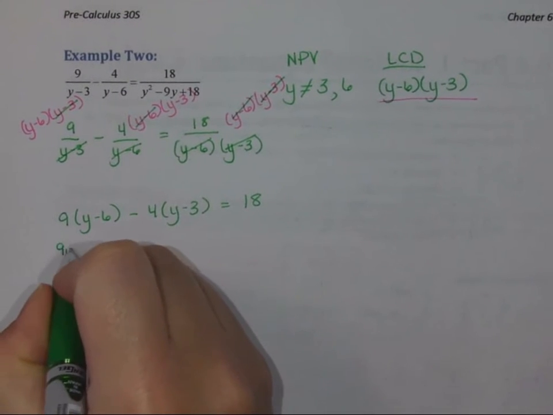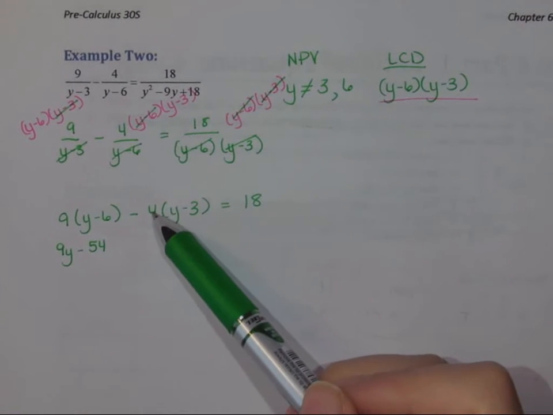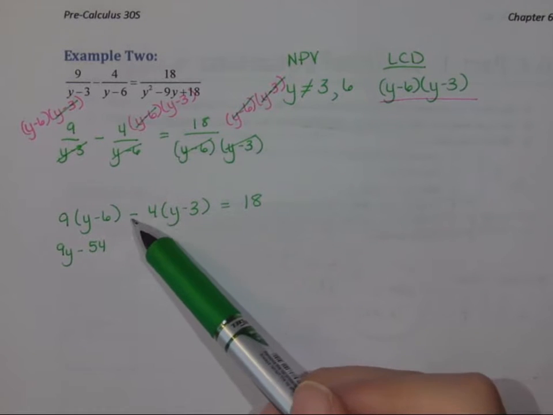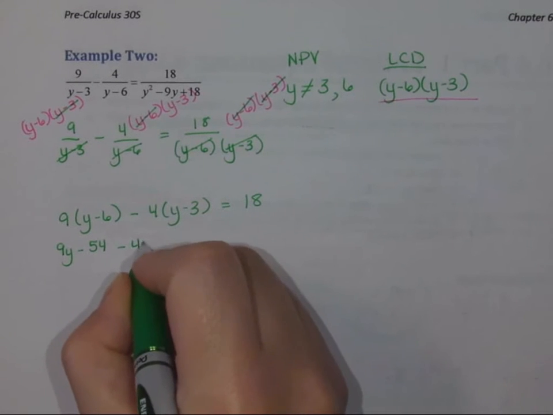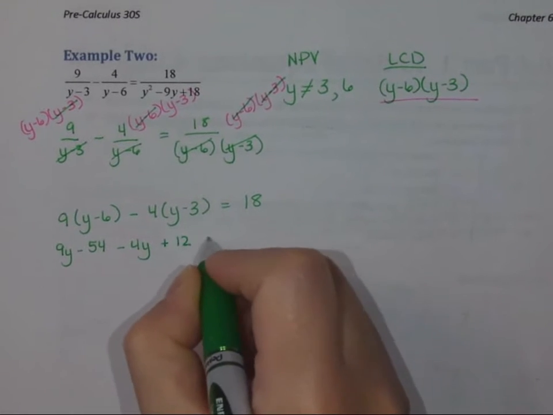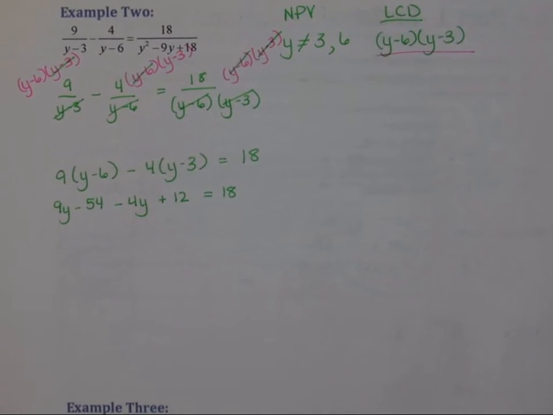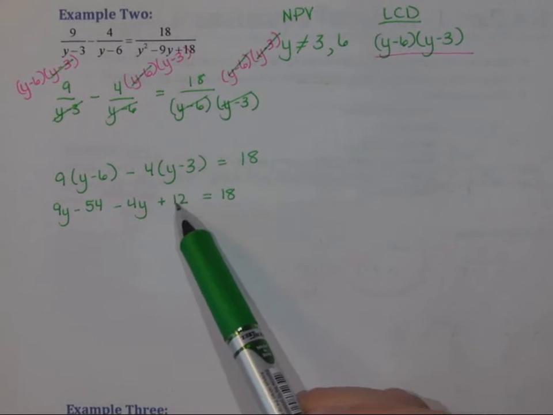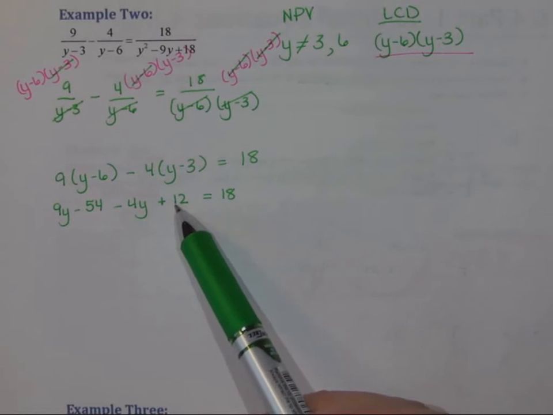Okay, so I have 9y minus 54. Now we can do one of two things. You can multiply a positive 4 in and then multiply the negative 1. I'm going to treat it like it's a negative 4 as I multiply it in. So that's going to be negative 4y plus 12 equals 18. So everybody okay that I did that in one step? The negative 4 in. It doesn't make it a multiply question. It's just now I'm subtracting 4y. Now I'm adding 12.